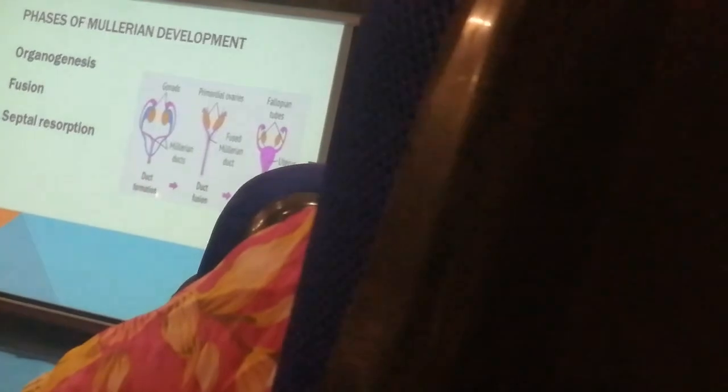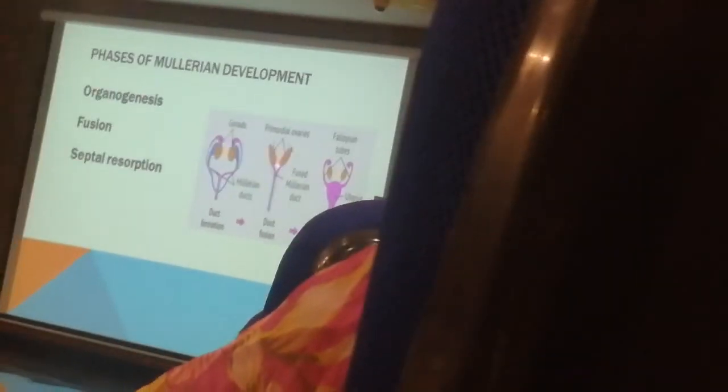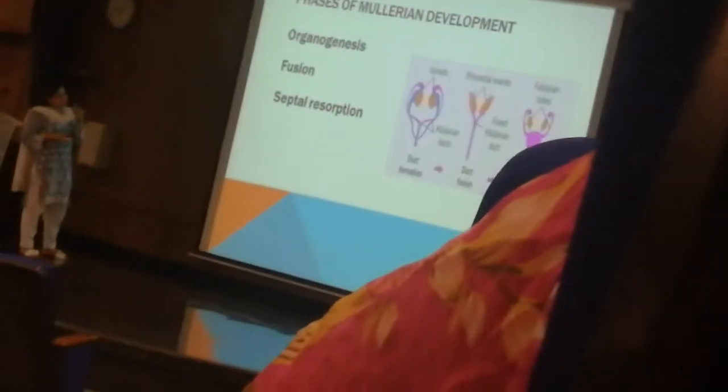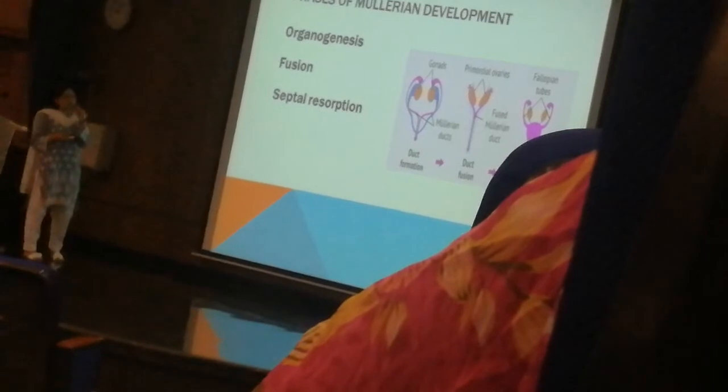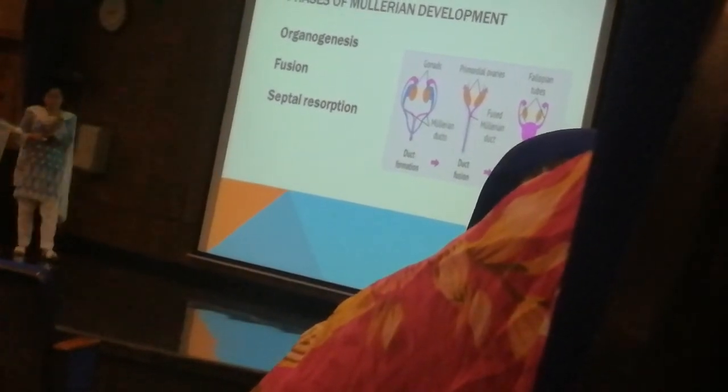Now, Mullerian development occurs in three phases. We have categorized them into three phases, which include organogenesis, fusion, and septal resorption. These purple lines are the Mullerian ducts here. This is called the Mullerian duct formation. And the next step is that the two Mullerian ducts fuse together. This is the duct fusion. And next would be the septal resorption, resulting in the functioning reproductive system.